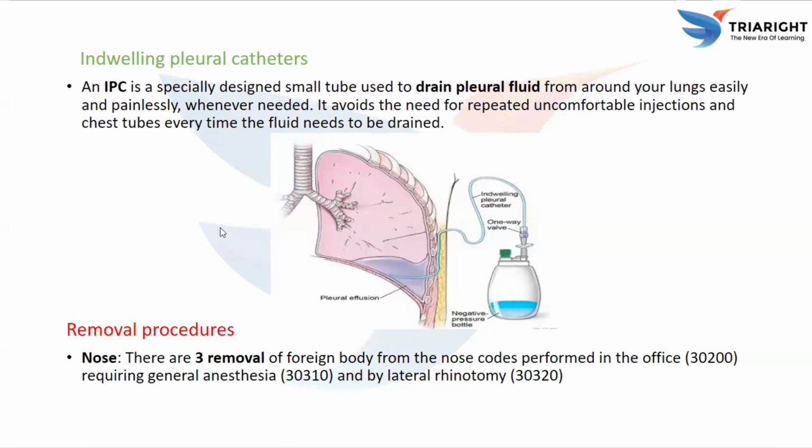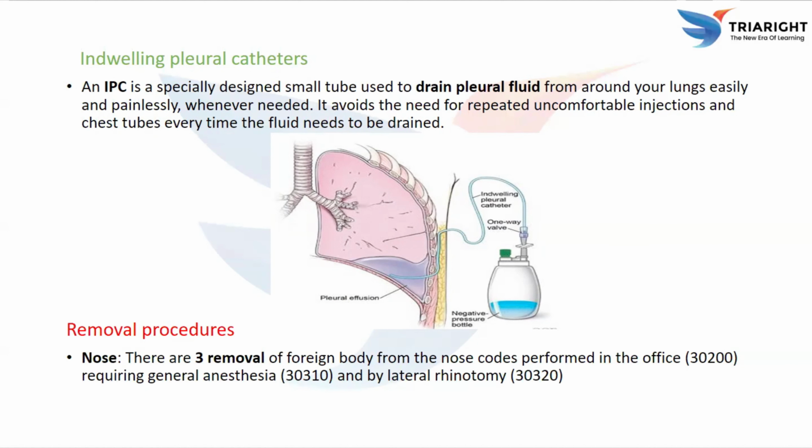And the next procedure is indwelling pleural catheters, IPC. It is a small flexible tube placed into the pleural space to allow repeated drainage of pleural fluid at home or in an outpatient setting.